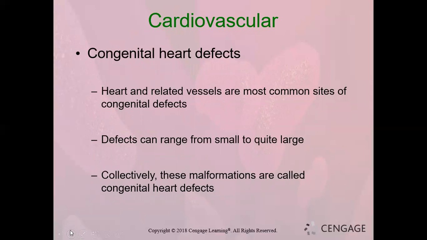Congenital heart defects, these are heart-related vessels, the most common sites of congenital defects. And they can range from small to quite large. I have seen a few children who have this, and there are lots of people walking around as adults who have had a congenital heart defect, and some who have it and don't know it. Usually when you hear about people suddenly passing away on a basketball court in their late teens or early 20s, or on a football field, usually that's due to a congenital heart defect that nobody knew about. It's not always, but usually.